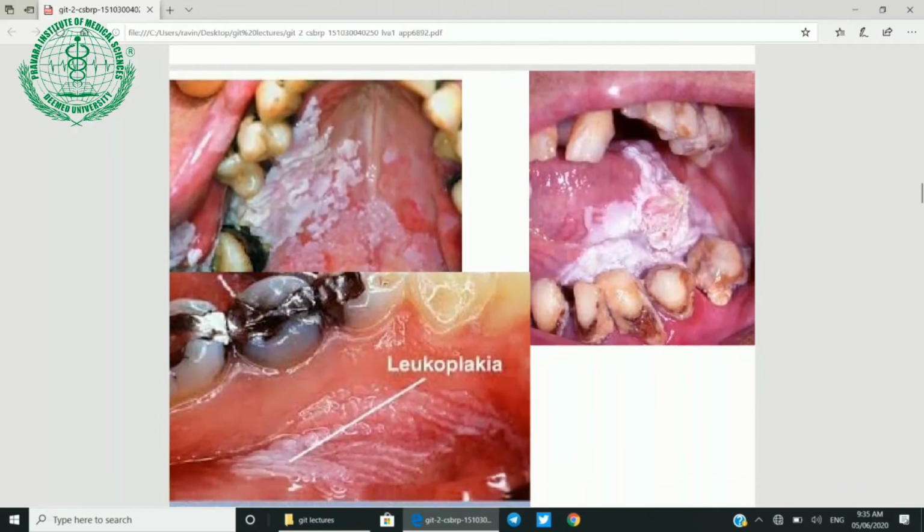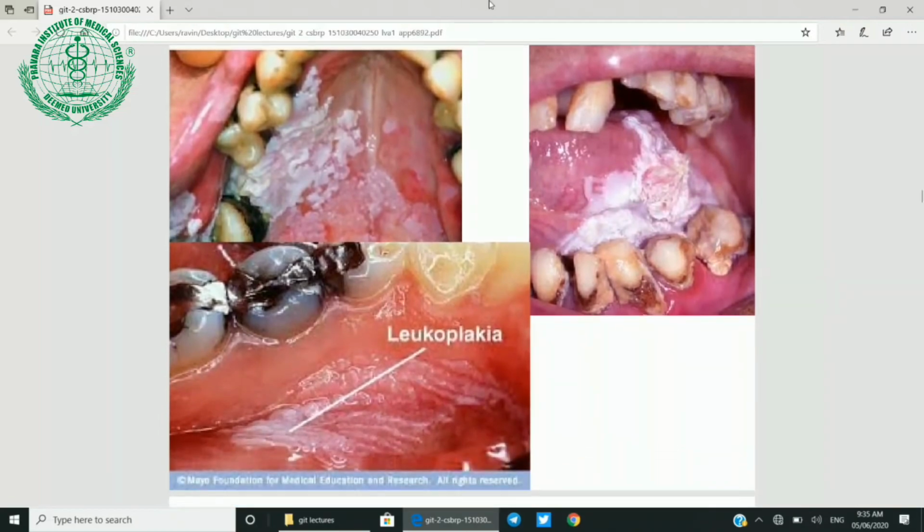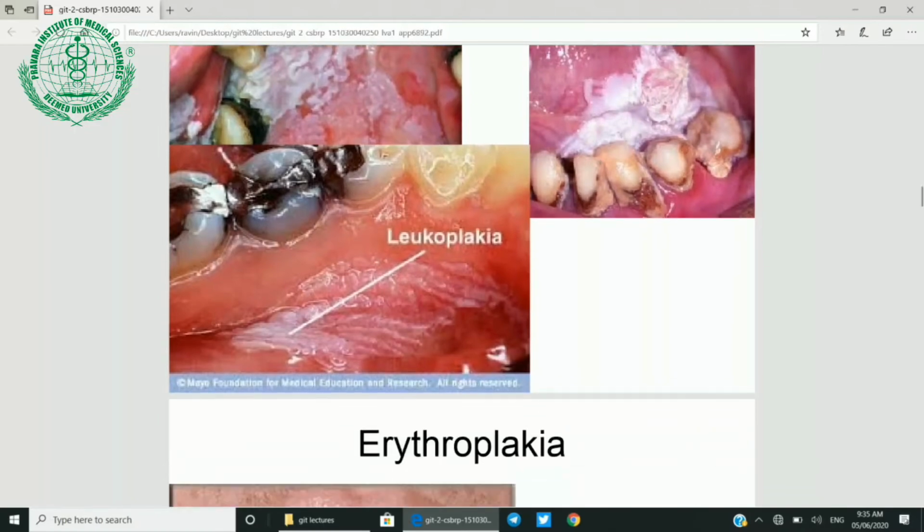And these are again very beautiful pictures showing you these white lesions which cannot be scraped off. So that is the difference between a thrush and a leukoplakia. Candidiasis, you can scrape it off, as compared to this lesion of leukoplakia, where it will be very difficult for you to scrub off the lesion.